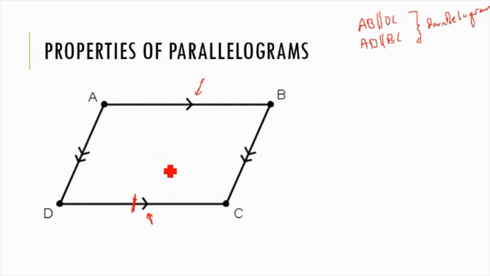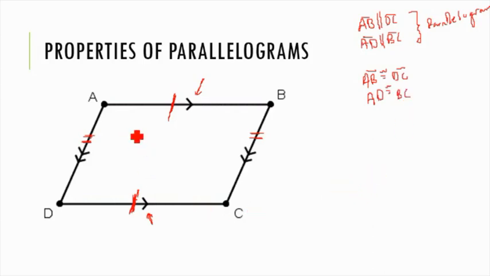And since it is a parallelogram, our first theorem says that opposite sides are congruent. So AB is congruent to DC. Don't forget my lines when I'm talking about segments. And since AD and BC are opposite sides as well, that means that AD is congruent to BC.